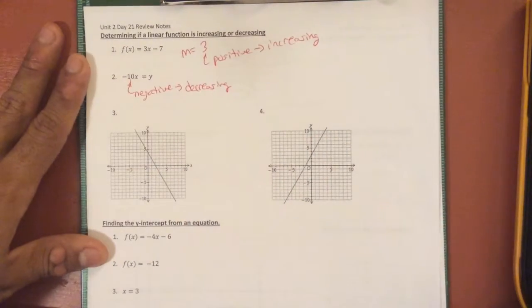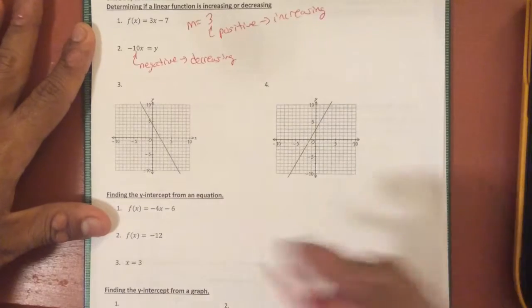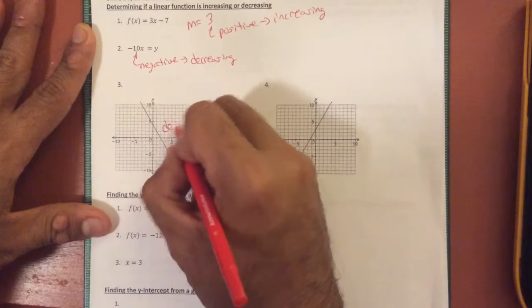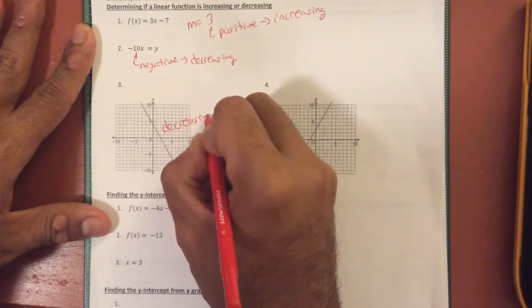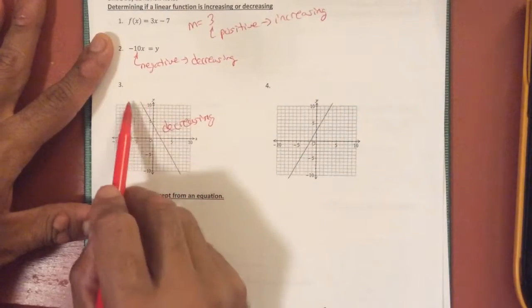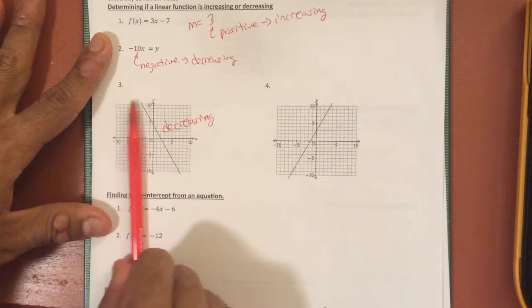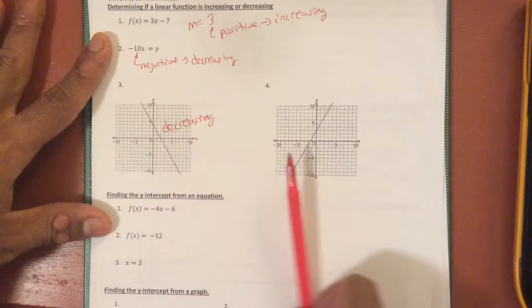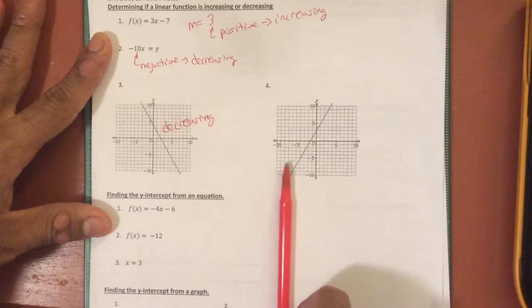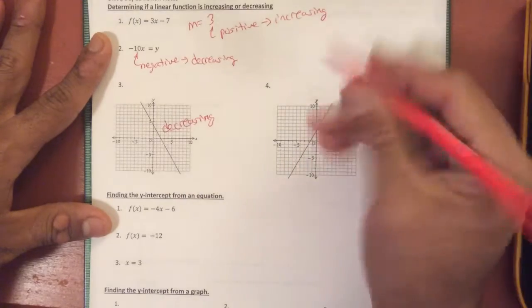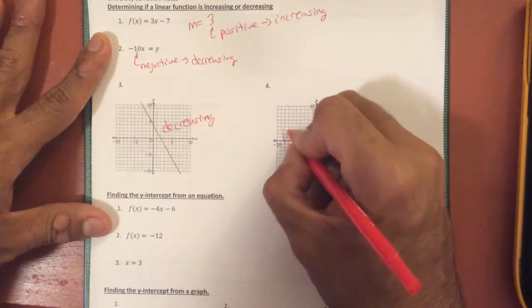Okay, moving on. Looking at this graph, obviously it's decreasing because it's going downstairs. Remember, you read graphs from left to right, so it's going downstairs. Now, number 4, if you read it from left to right, it's going upstairs. Okay, so that means it's increasing.